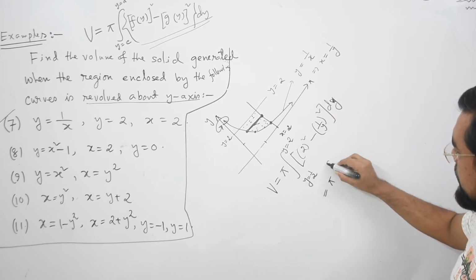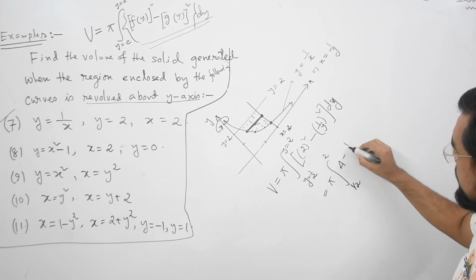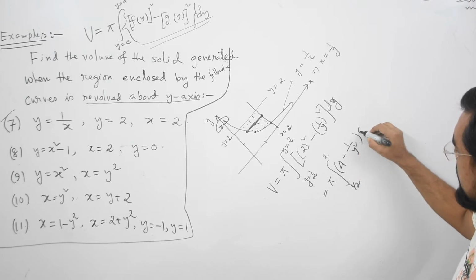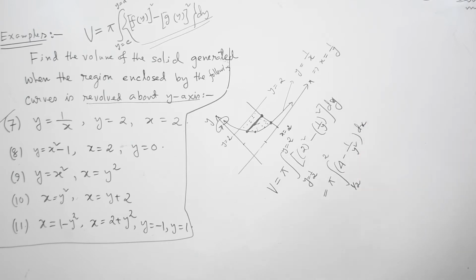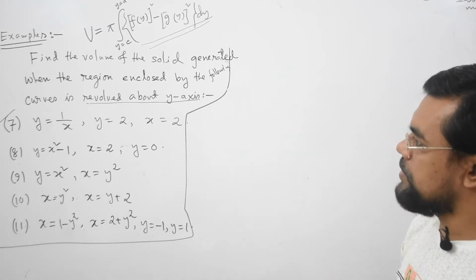This equals pi times the integral from 1 half to 2 of 4 minus 1 by y squared dy, and the answer will be 9 pi by 2. I leave this work for you. You can try whether you can get this result or not at home. And now let us try to solve the next one, example 8.